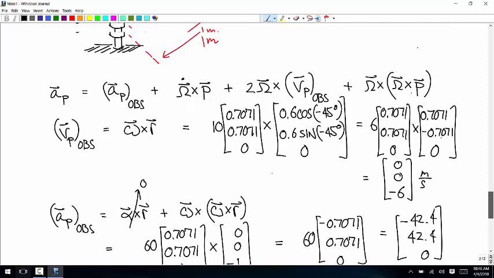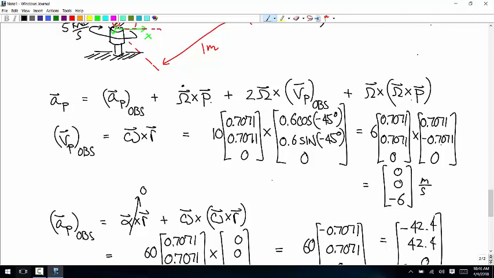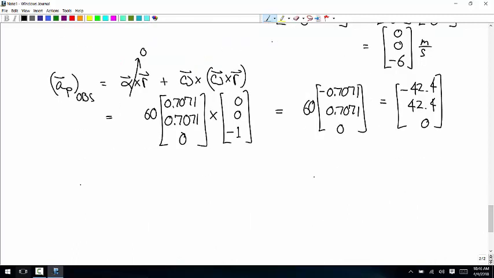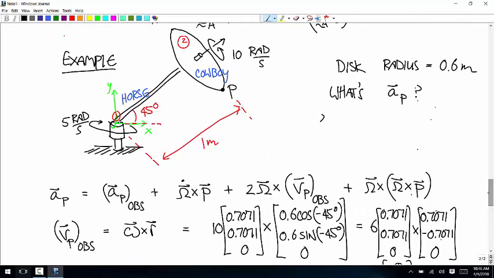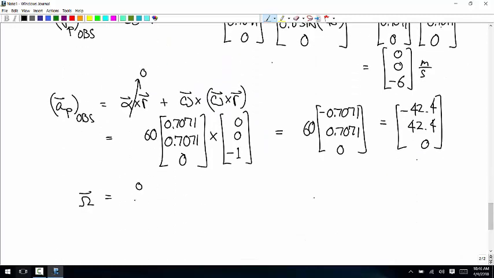Okay, what else do we need? What are we doing? We're going through all the things that we need for this rotating coordinate system equation. What's capital omega? 0, negative 50, because the right-hand rule says it's in the negative y direction. 0, negative 5, 0. That's capital omega dot, 0.